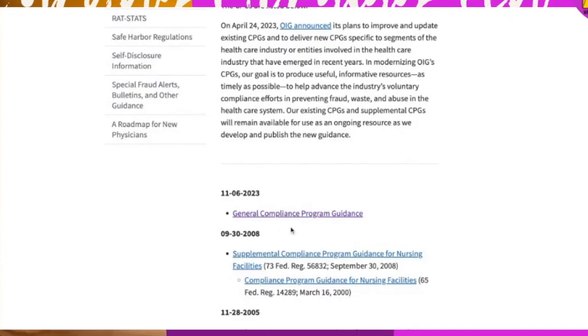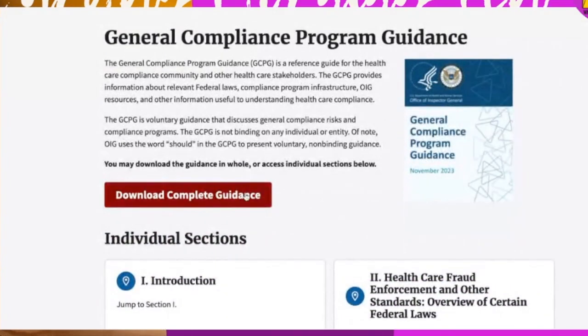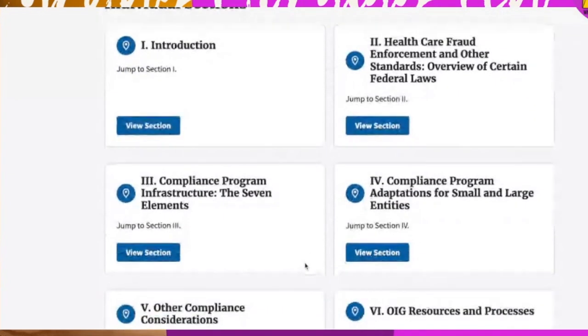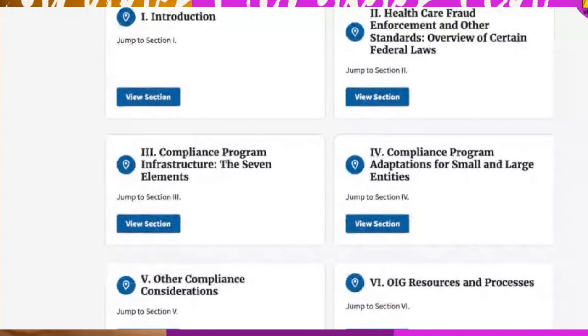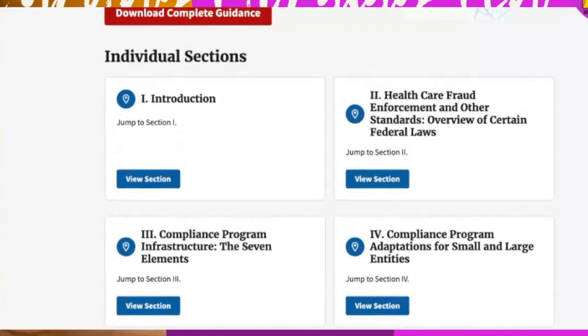Here we are here on the OIG's website. Here's the compliance guidance or compliance program guidance. They got a whole web page here. You can download the complete guidance, or you can go to the individual sections that talks about all of the different things related to this document. Today, I just want to talk about the healthcare fraud enforcement and other standards, the overview of certain federal law sections. So that's in section 2. So let's jump over here and see what we got.